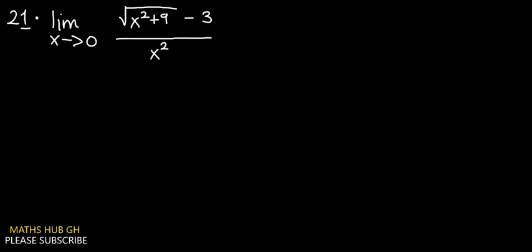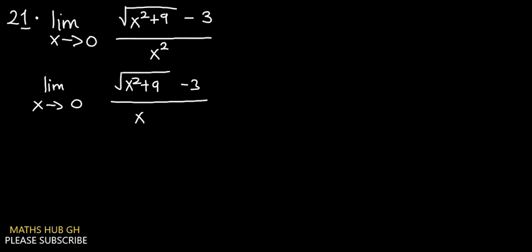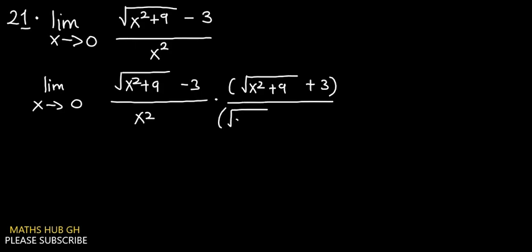Let's look at what will happen. We're going to have the limit as x approaches 0 of the square root of x squared plus 9 minus 3, divided by x squared, and then this will be multiplied by the conjugate of the numerator, which will be the square root of x squared plus 9 plus 3, divided by the square root of x squared plus 9 plus 3. This is what you are going to have.